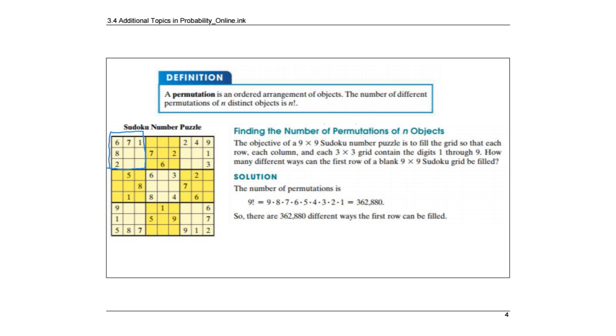We did a little of this earlier in this chapter. Once you put a number in a box, you can't use that number again. And so we have to fill up 9 boxes. For the first box, we have 9 choices because we can do 1 through 9.